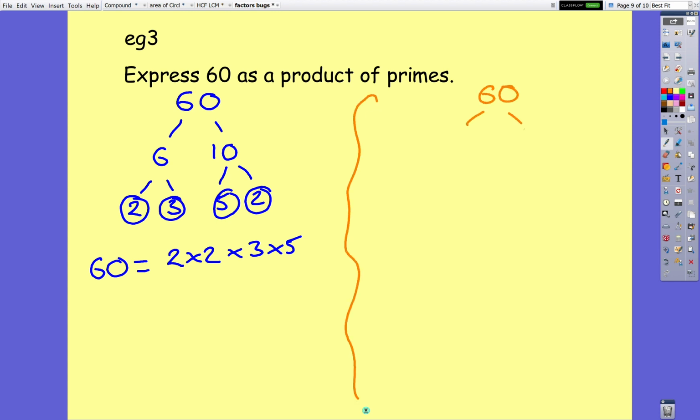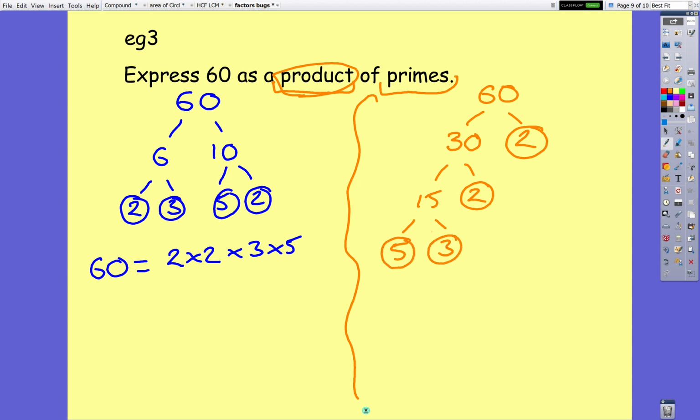Now 2 different numbers to give me 60, guys. We could use 30 and 2, couldn't we? Circle my 2, because 30 times 2 gives me 60. Remember, multiplication of primes, so we want to times them first. So we've got 30 times 2, circle the 2 because it's prime. 30 is 15 times 2, circle the 2. 15 is 5 and 3, so 5 and 3 like that.